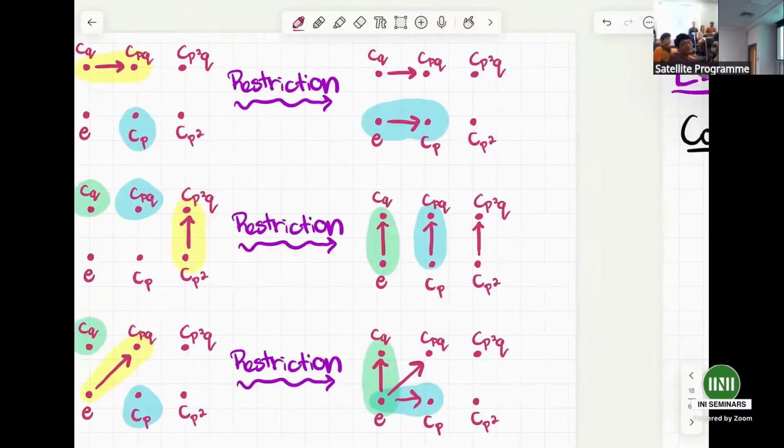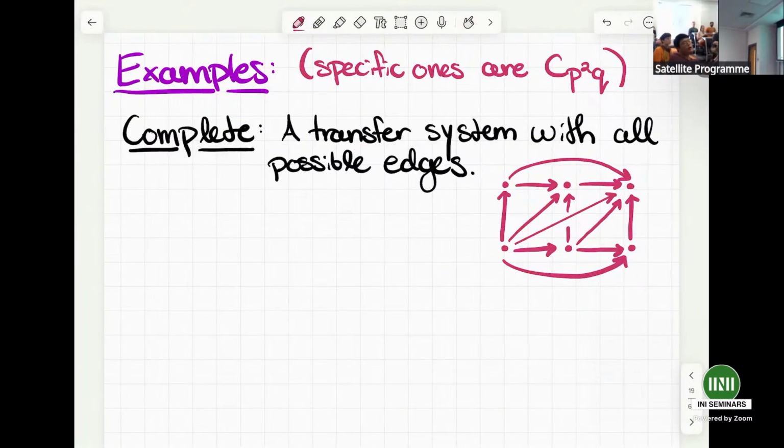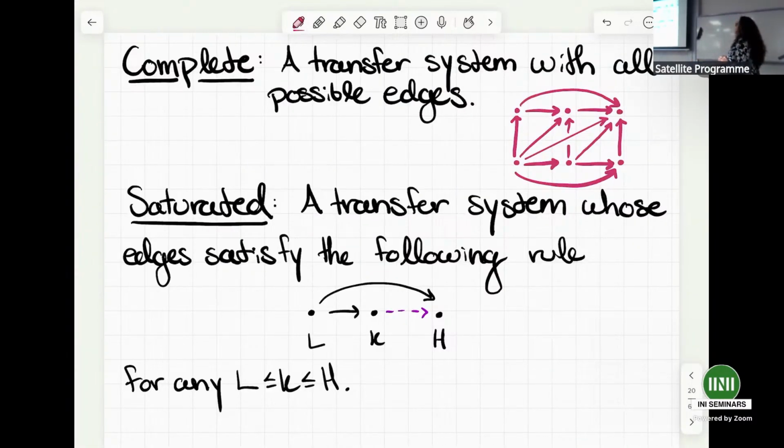So this is one way to define transfer systems, but if you're anything like me, I learn a lot from examples. These examples are for general G's, well, finite G's, I should say. But the specific examples I'm going to show you are for CP squared Q. I'm just going to not label the vertices anymore. So you have the complete transfer system that just has all possible edges. And then Sophia set me up to this one. Thank you so much. This is a saturated transfer system.